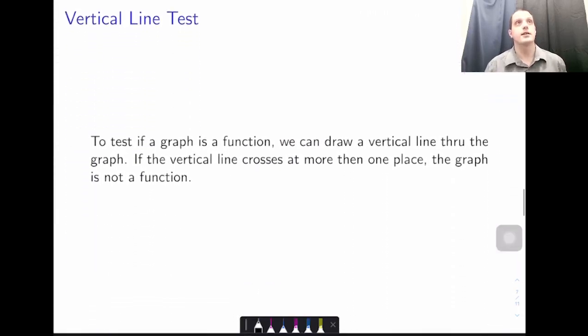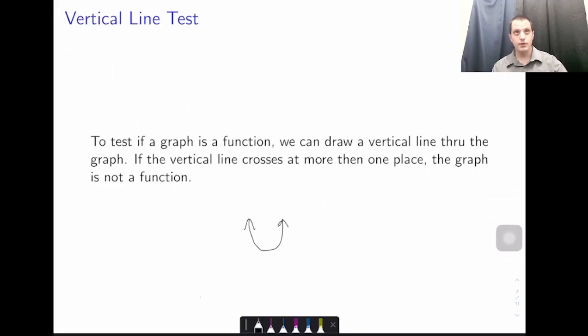All right, so now we have this thing called the vertical line test. The vertical line test is used to test a graph to see if something is a function. To test if a graph is a function, we can draw a vertical line through the graph. If the vertical line crosses at more than one place, the graph is not a function. So an example of this is we could have, say, this parabola.